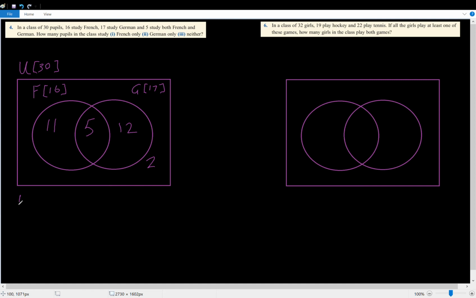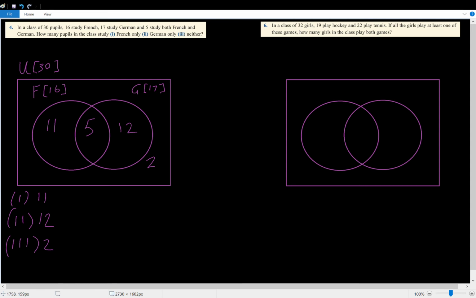Now we get to the questions. For part 1, we're asked how many study French only. Well, that'll be this 11 over here on the left. So 11 study French only. For part 2, we're asked how many study German only. And that'll be this 12 over here on the right. And the last part, we're asked how many study neither. And that'll be the 2 people outside the circle.